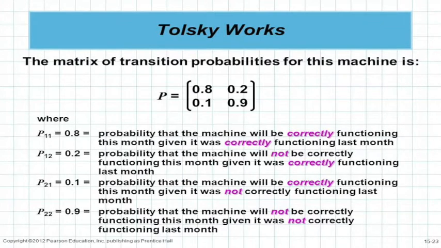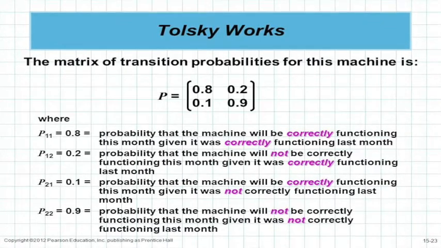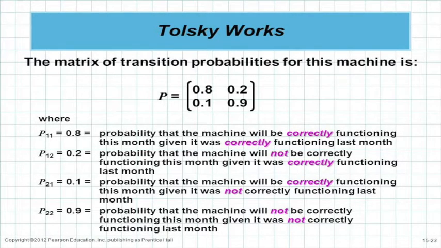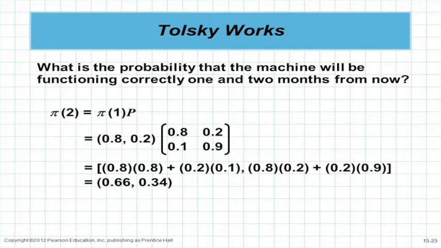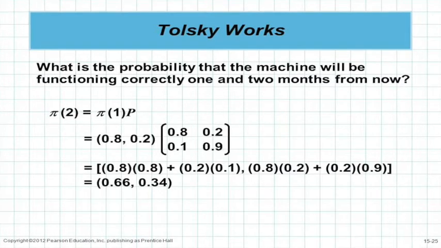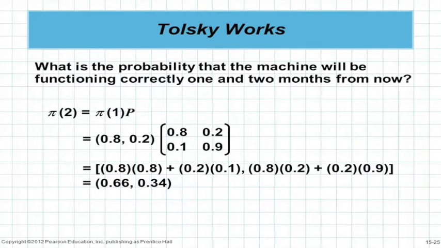So in order to answer the question, what is the probability that the machine will be functioning correctly 1 and 2 months from now? The initial state is 0.8 and 0.2. Continue to my presentation with me, Andika Ade Setiawan. What is the probability that the machine will be functioning correctly 1 and 2 months from now?